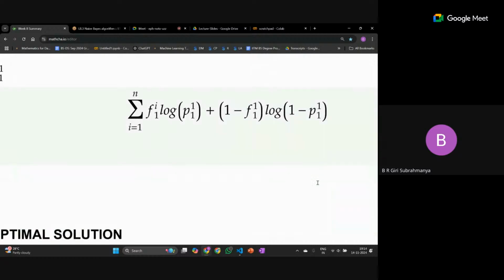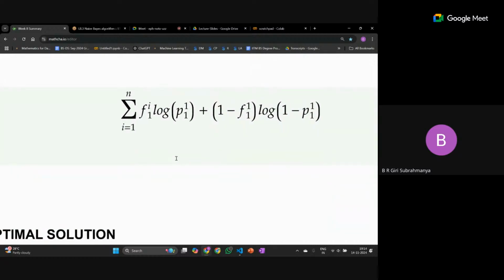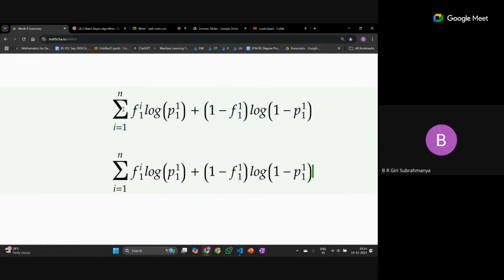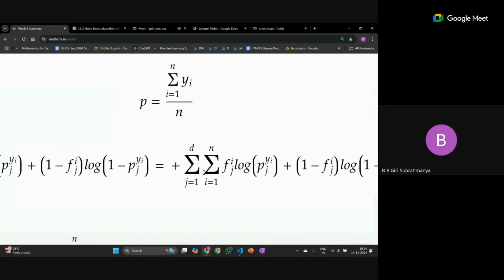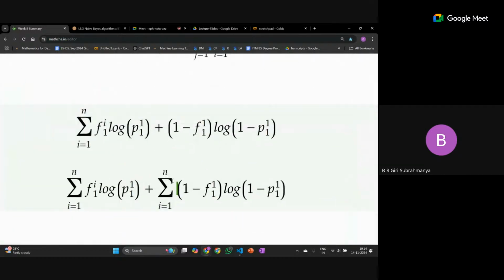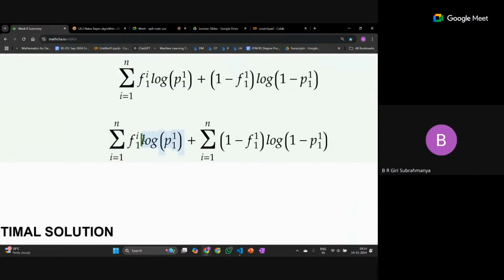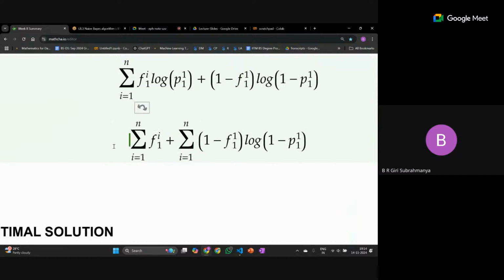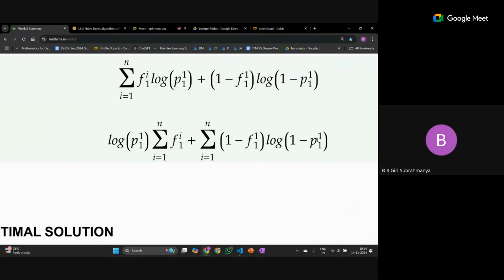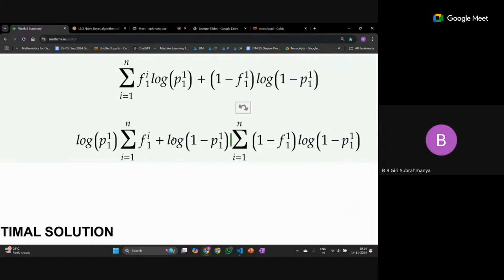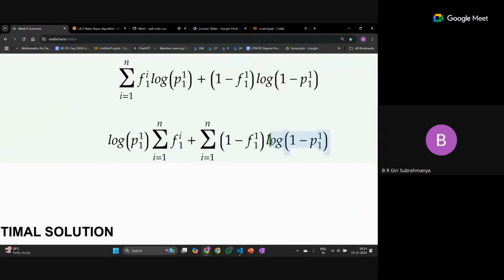Now, how will you write this? Again, you can split the summation first, so this summation can come here. Is that all we have? Now here, this one is a constant, and this one is also a constant. So these two can come outside, these two can come outside, right? Fine.